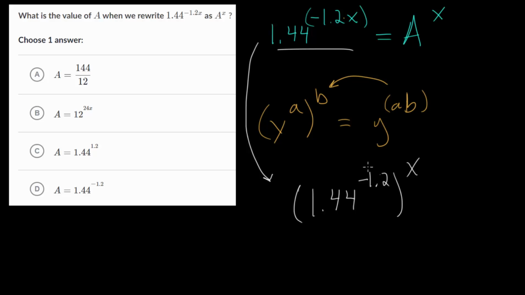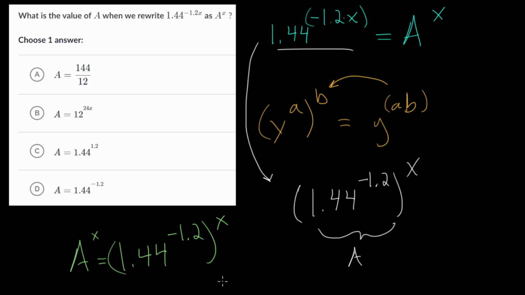And since we have some expression raised to the x power, and that's essentially what we're going for here, this right here is our a value. So a is 1.44 raised to the minus 1.2 power, since if we raise all of this to the x, we would get back our original expression here. So let's now look at our multiple choice and see if we can figure out the correct answer. So 1.44 raised to the minus 1.2. That looks to be choice letter D.